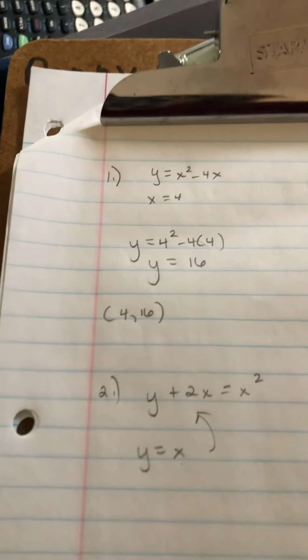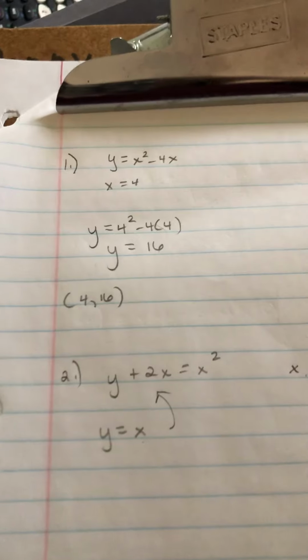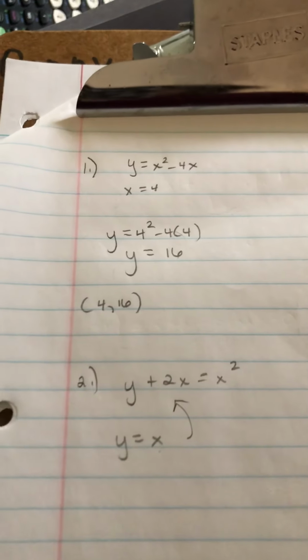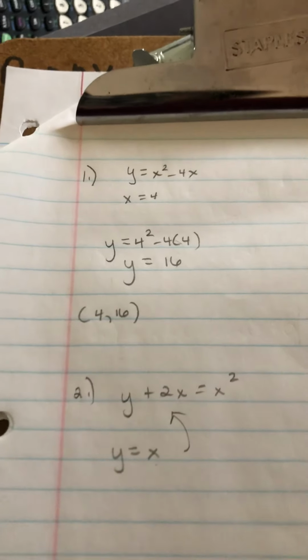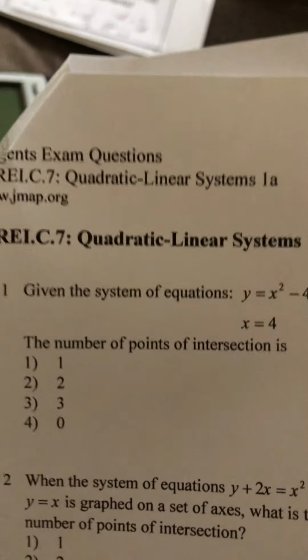Today we're going to spend more time with linear quadratic systems, but it won't be so obvious with the substitutions. So for example, the first problem, number 1, we're given y equals the parabola x squared minus 4x and the vertical line x equals 4.